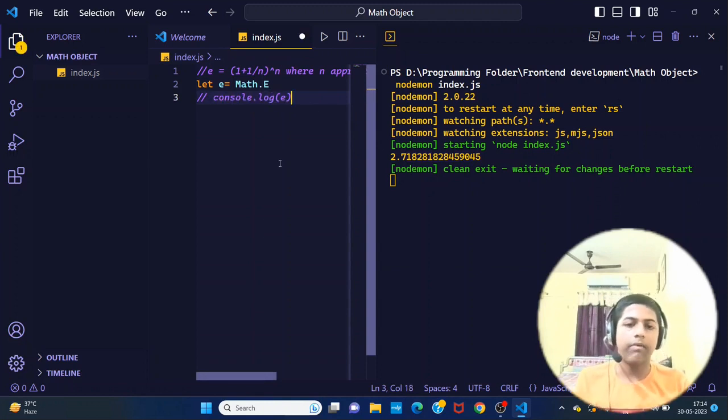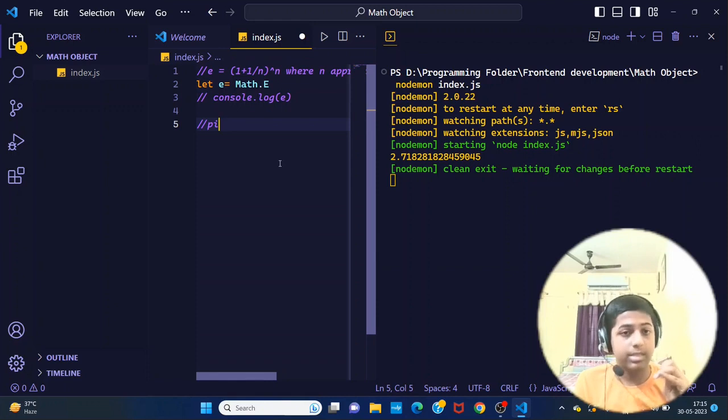Alright, next we have pi. As you all know, pi is one of the most important things in mathematics, and it is used not only in mathematics but also in several other subjects like physics and chemistry. So what is pi? It is simply the ratio between the circumference and the diameter. That's all at the basic level.